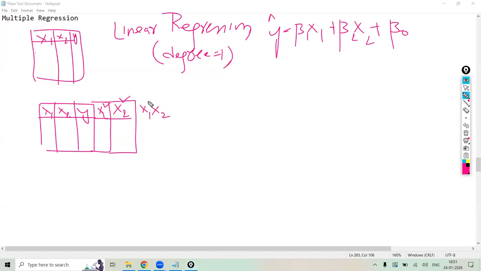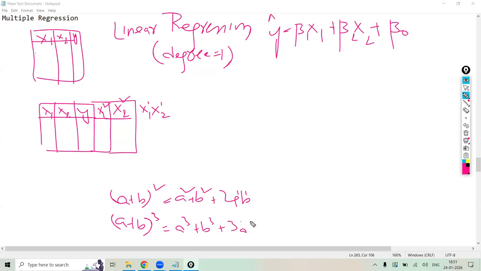Sir, why x1, x2? Because these two combined also give power 2. A plus b whole square gives a square, b square and 2ab. ab means power of 2. A plus b whole cube gives not only a cube plus b cube, but also 3a square b. a square b means square times b. Total combination power is 3. Here 3 is there, right? 3ab square, so here also it is a combination of 3.